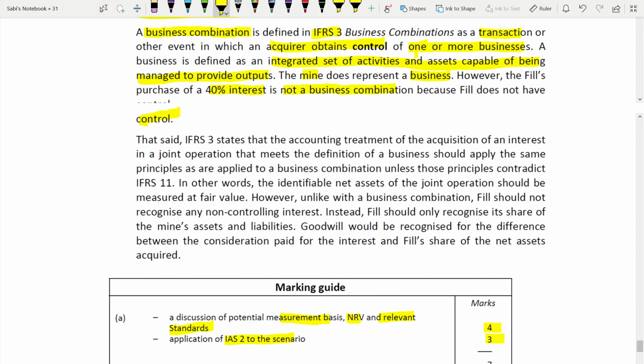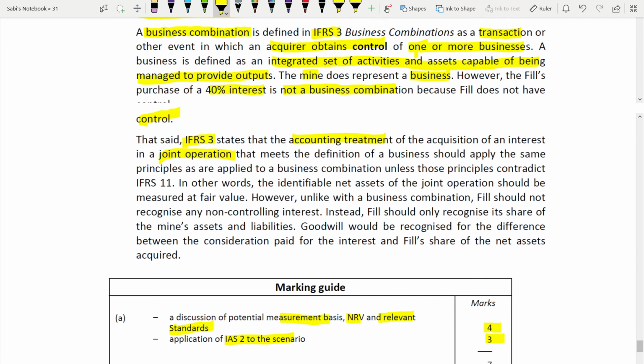That said, IFRS 3 states the accounting treatment of the acquisition of an interest in a joint operation. But what does IFRS 3 say on the accounting treatment if it is an interest in a joint operation? Because in the above, it's a joint operation only, right? You have acquired an interest in a joint operation, not a subsidiary. You do not have control, but you have joint control. What does IFRS 3 say about the acquisition of an interest?